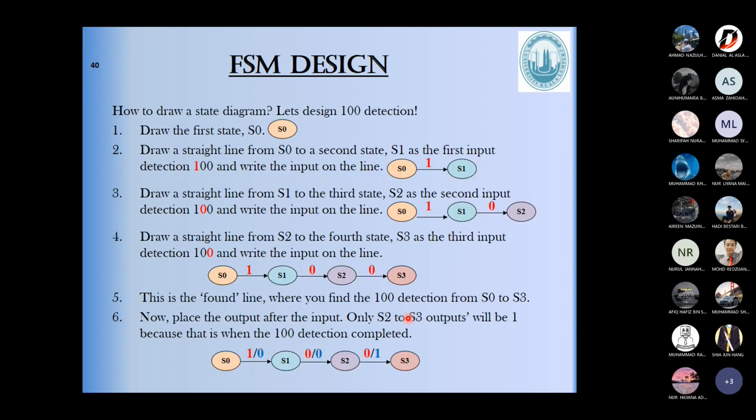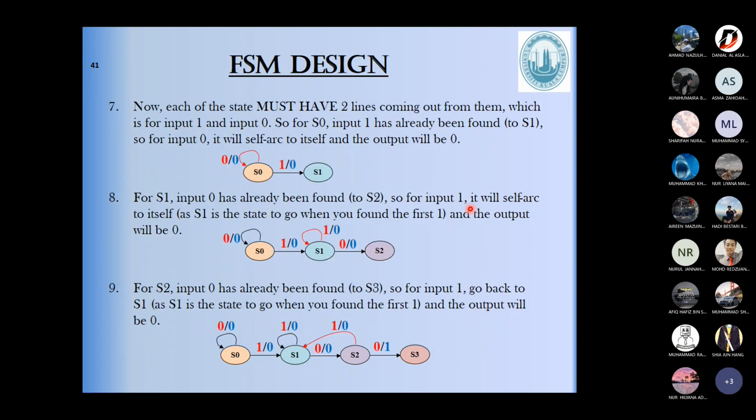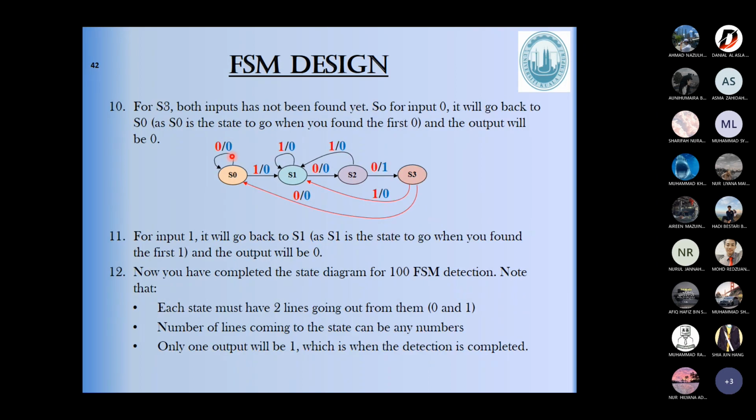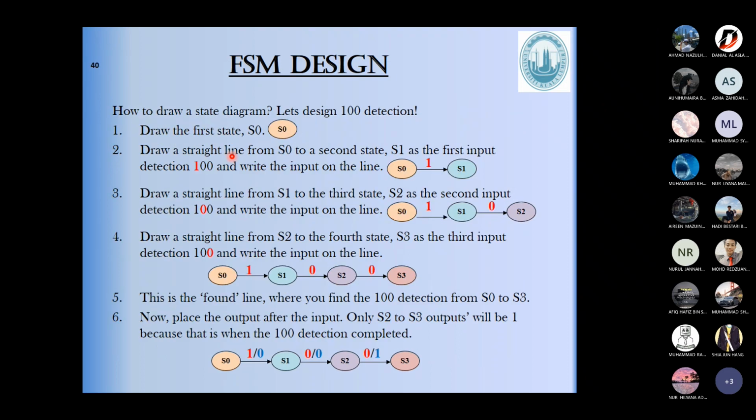Okay. Alright, so how to draw the state diagram? So let's design a 100 detection. Okay, tadi 010 kan, sekarang kita buat 100. So this step is very important because why? If you draw these things here wrongly, kalau you lukis benda ni salah, then the whole steps yang you buat, dia punya state table, dia punya K-map and dia punya circuit diagram punya drawing will be wrong. I can assure you that. So this point here is very important.